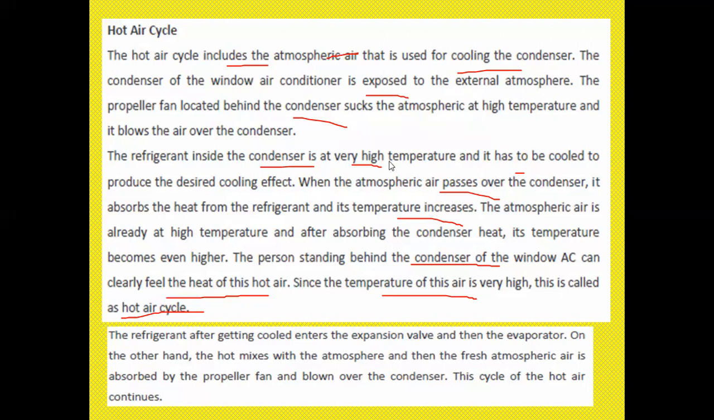The refrigerant we are using in the condenser, after getting cooled, enters the expansion valve and then the evaporator. Then what happens next? Once the refrigerant is cooled during the process, it enters the expansion valve and then the evaporator. On the other hand, the hot mix of atmospheric and fresh atmospheric air is absorbed by the propeller and blown over the condenser. This cycle of hot air continues in this process.